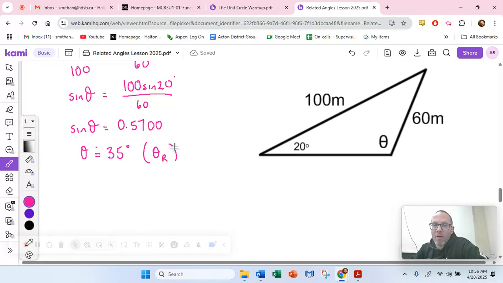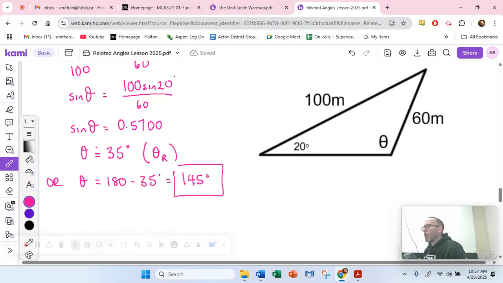To get our other angle, we just subtract from 180. 180 minus 35. The obtuse angle, did I do my math right? I think I did. 145 degrees. Yeah, in the trig unit for the 3M people, obtuse triangles are not part of the deal. However, we are now equipped to do that. The 3Us learned about that last year. All right. Very good, very good.